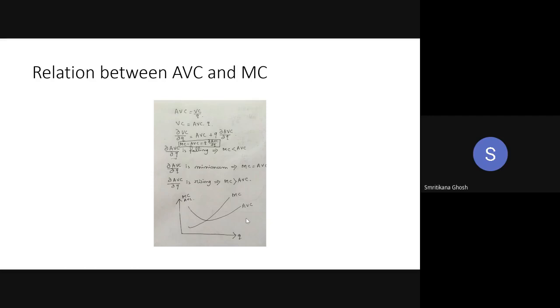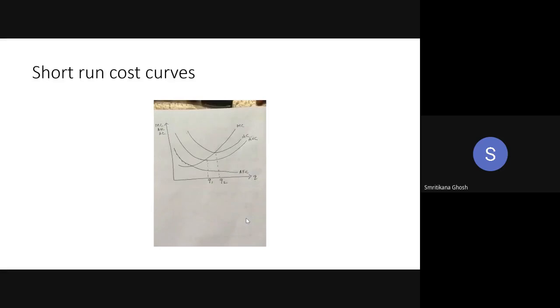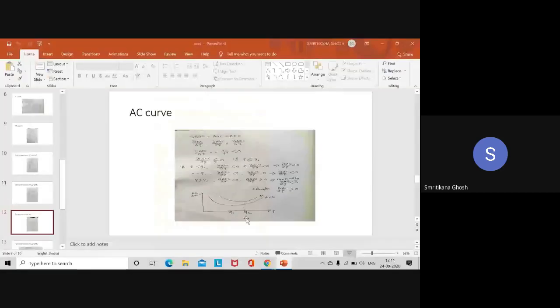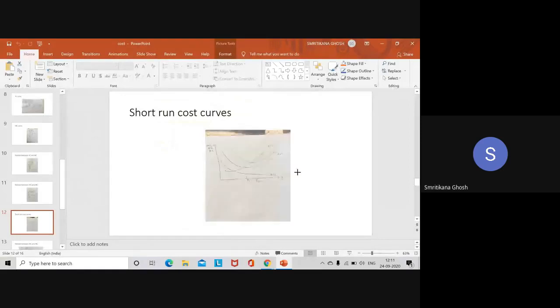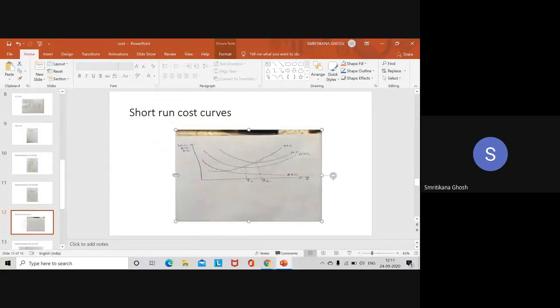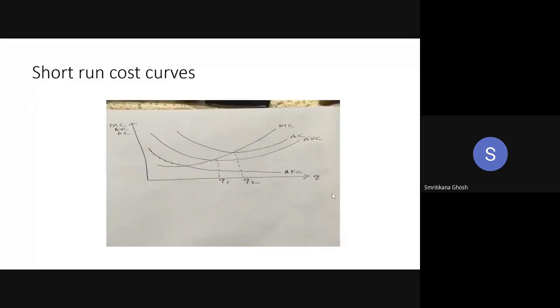Now, given all that information, this is the final diagram. Look at this diagram. So you have your AFC. Actually, there is no such relationship between AFC and MC, because MC is not influenced by the fixed cost. It is a change of your total cost. As fixed cost is not changing, AFC is not influencing your MC. So AFC, you know, the shape is rectangular hyperbola.